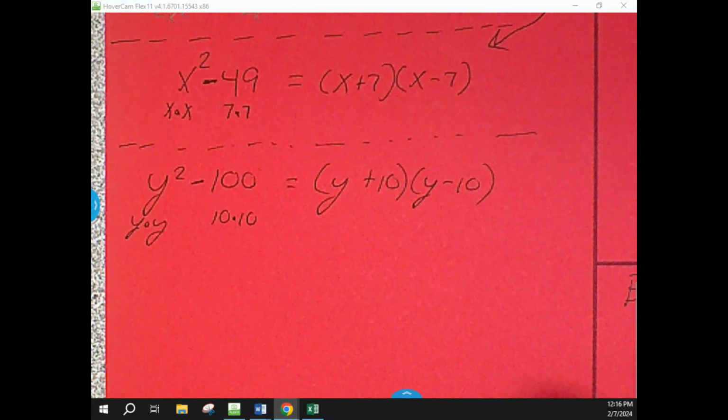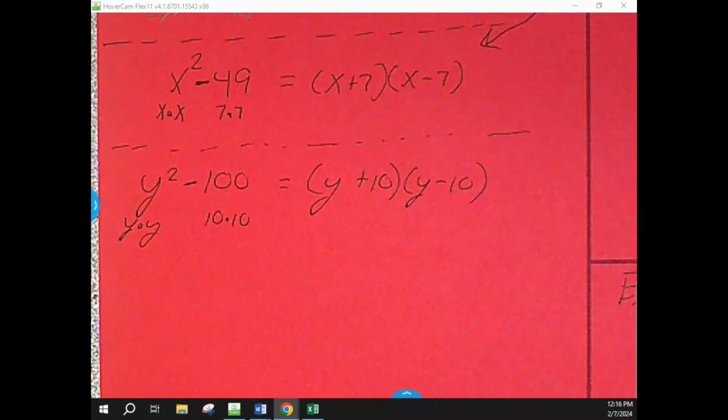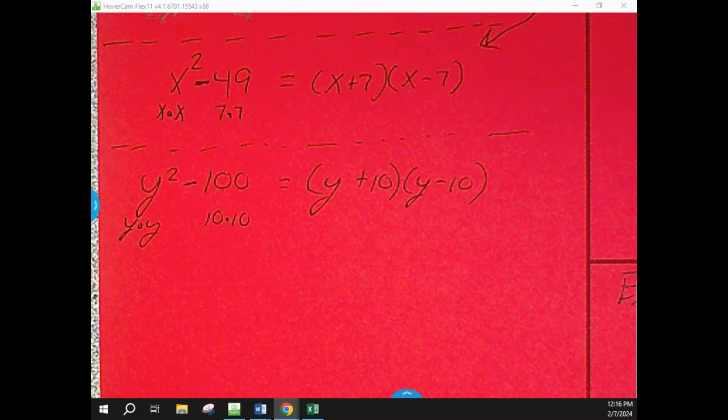Okay. Well, what about for positive numbers? Would they both be plus? That's a whole different thing we'll talk about later on. But right now, everything will be minuses on those.